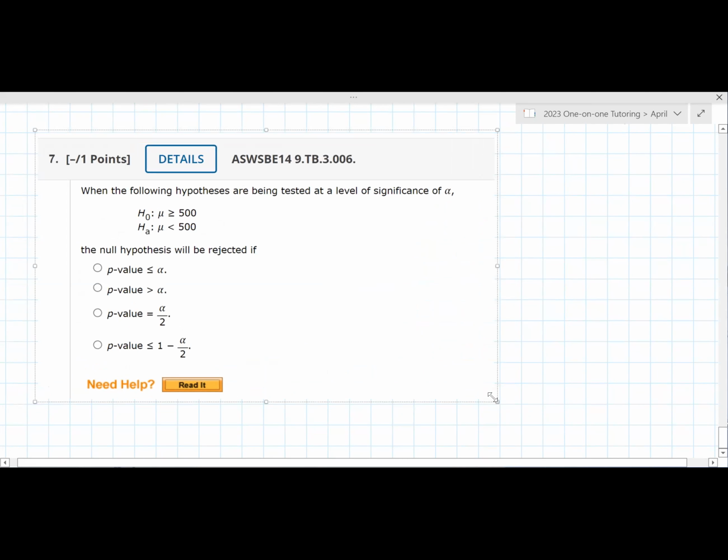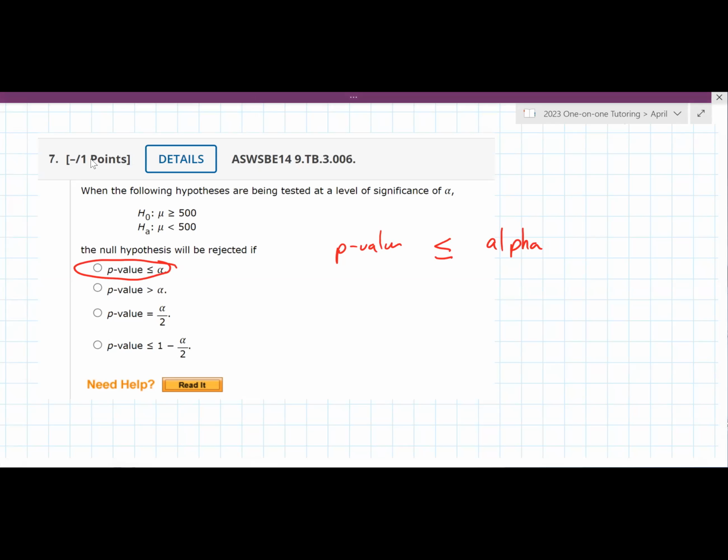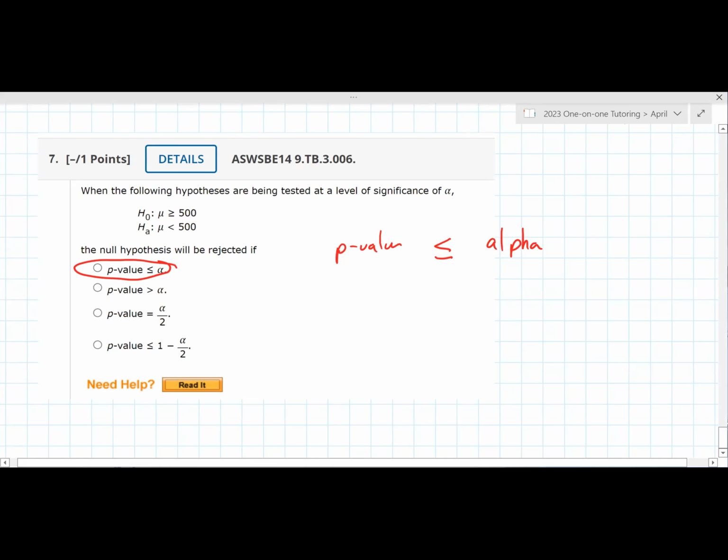So we have said this, I've said this probably 20 times among the couple of lessons we've done here today. When is the null hypothesis rejected? If the p-value is less than alpha. And I guess it's less than or equal to. That's why this one's correct. That's what I've been saying over and over again. It's so important to get down so that you're not unsure of that.